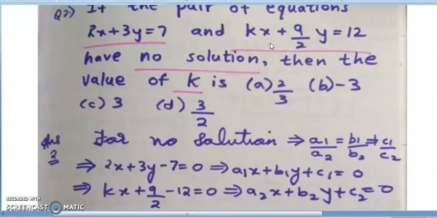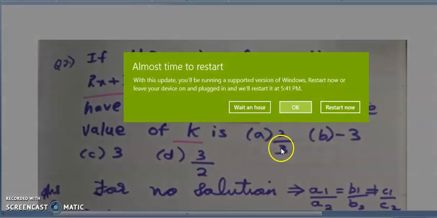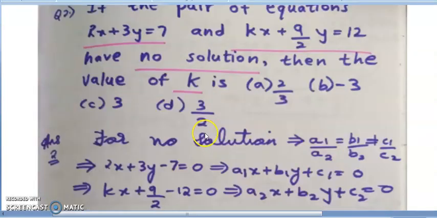Okay. So the next question is: if the pair of equations 2x plus 3y is equal to 7 and kx plus 9 by 2y is equal to 12 have no solution, then the value of k is 2 by 3, minus 3, 3, 3 by 2. So here if you observe, we are having two equations and the condition given is no solution. We have to find out the value of k. So for no solution, I know my condition is a1 by a2 is equal to b1 by b2 is not equal to c1 by c2.